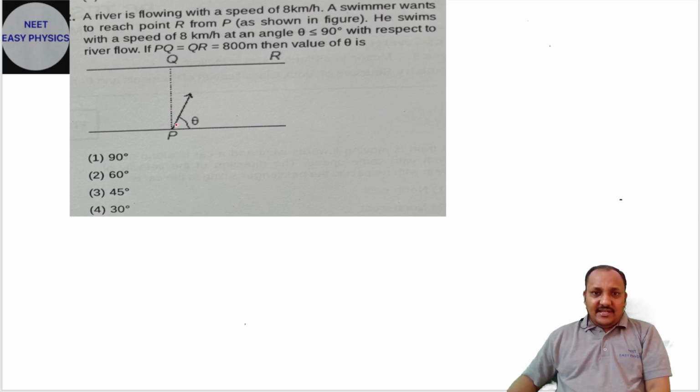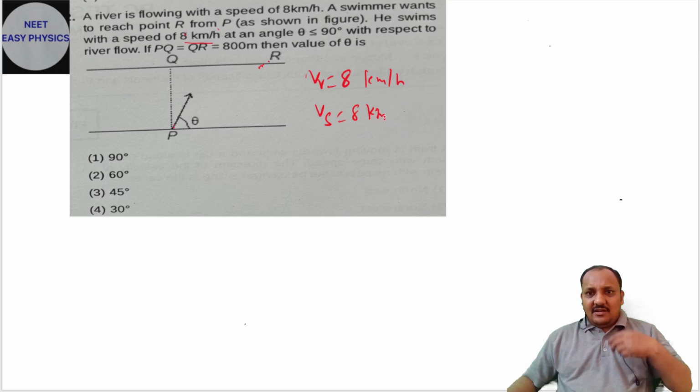He is moving like this. The river is flowing. Velocity of river is 8 kilometer per hour. The swimmer wanted to reach point R from P. So from P he is reaching R. He swims with a speed of 8 kilometer per hour, so the velocity of swimmer is also 8 kilometer per hour. Then PQ and QR, these distances are going to be the same, 800 meters, 800 meters. Then they are asking the value of theta.